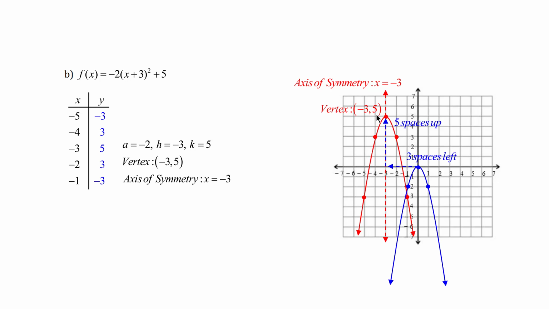Next, let's talk about how the h and k values shifted our graph. So this graph here is exactly the same as the graph of negative 2x squared. The only difference is our graph is shifted 3 spaces to the left because of the h value of negative 3, and our graph is shifted 5 spaces up because of the k value of positive 5.